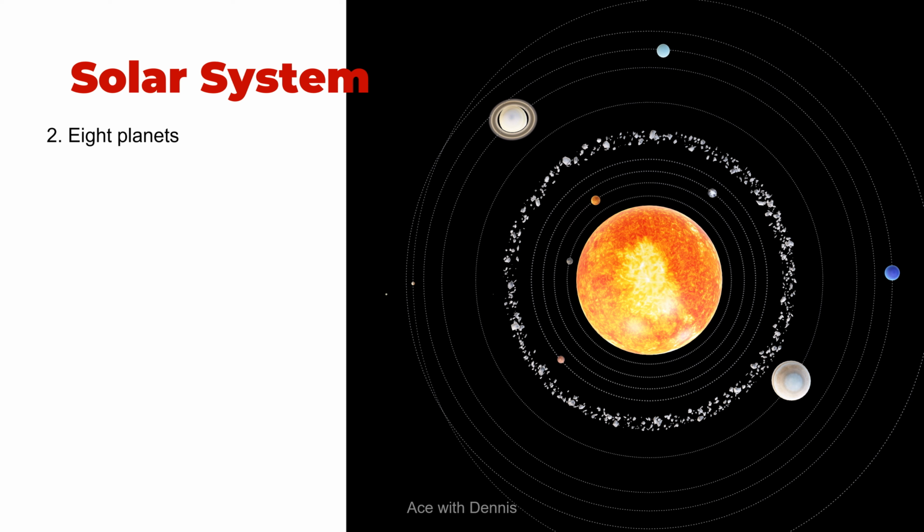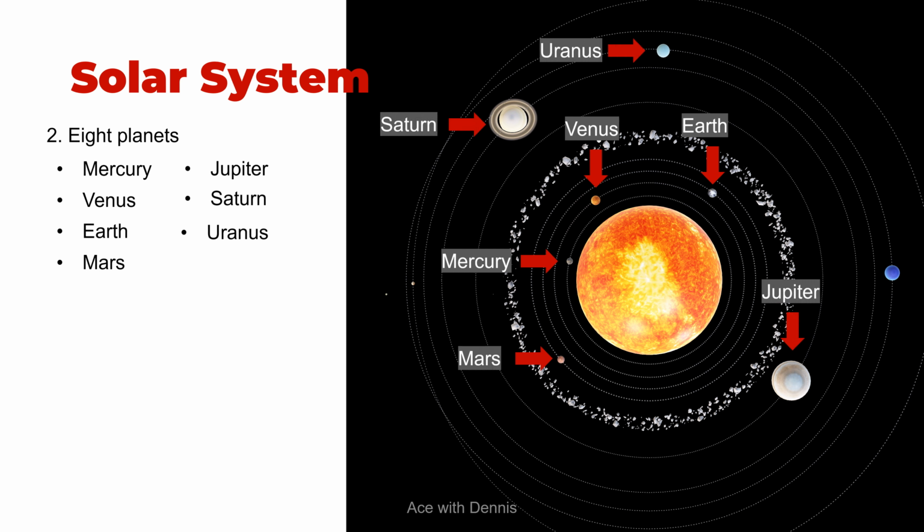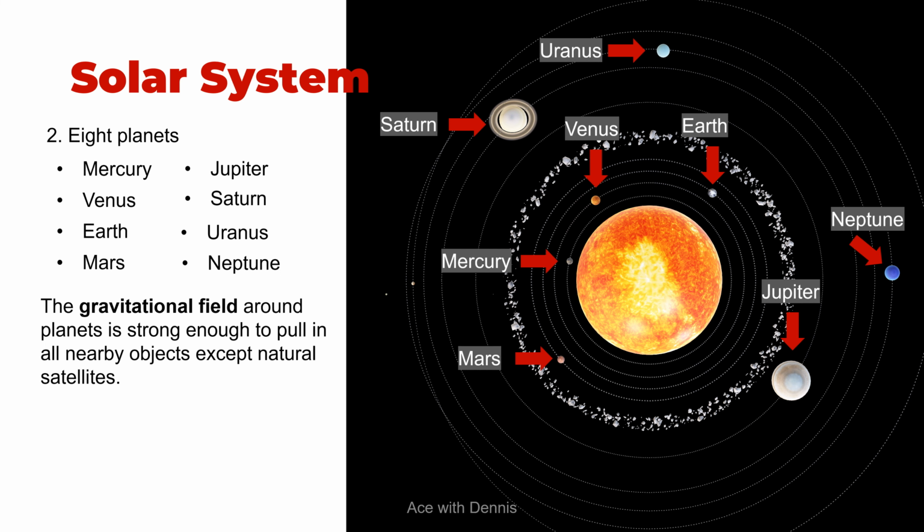Next, the 8 planets. You need to know the names of the 8 planets in proper order, starting from the planet that is the nearest to the Sun. And this planet is Mercury, followed by Venus, then the Earth, Mars, Jupiter, Saturn, Uranus, and Neptune. All these 8 planets have their own gravitational field, and the gravitational field around planets is strong enough to pull in all nearby objects except natural satellites.